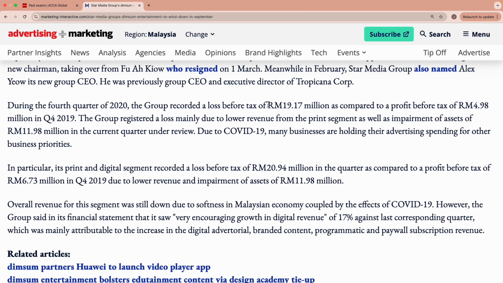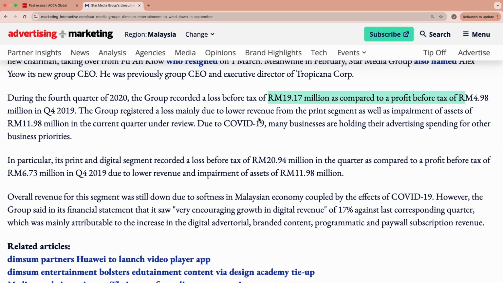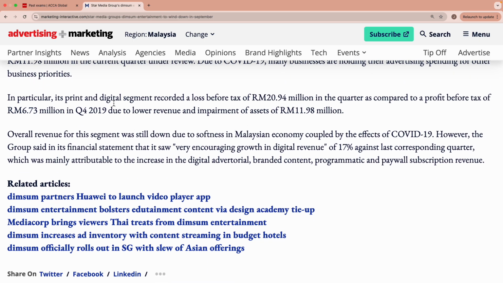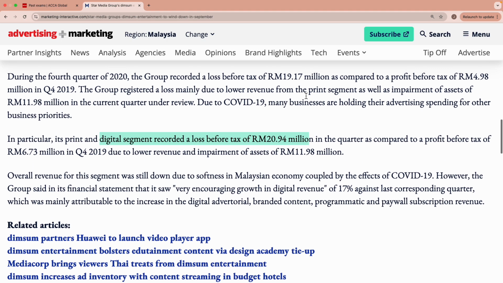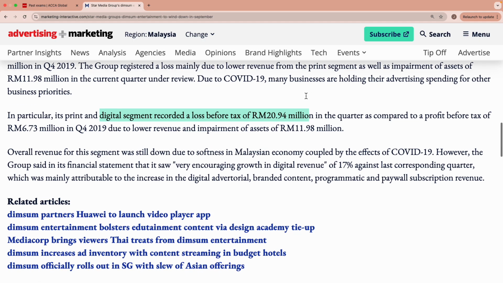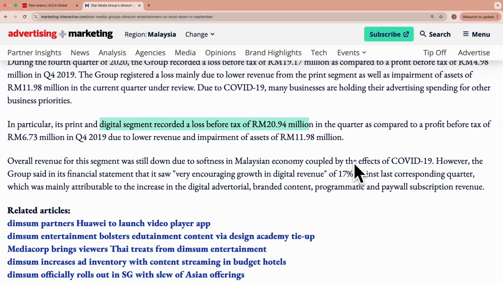Right, you see, they made a loss of so much. Printing segment, impairment of asset. Notice this part. In particular, print digital segment recorded loss of 20 point. So it's the Dim Sum made all the losses. Now pay attention. They opened 2016. COVID time is supposed to be very strong, right? Guess what became strong? Netflix, Prime, all of them became strong, correct? So basically that's what happened lah.